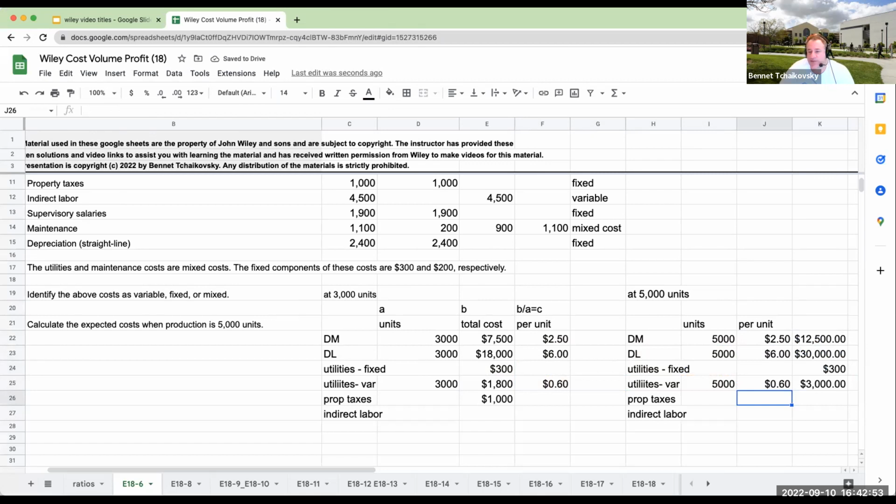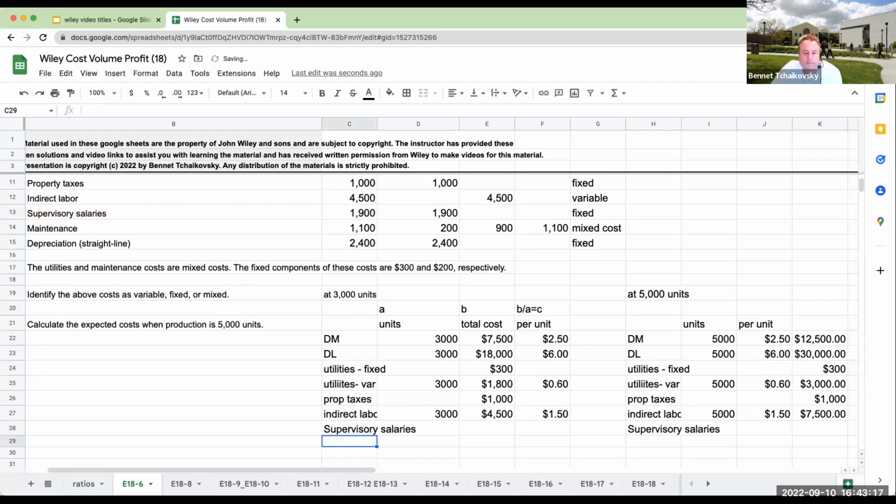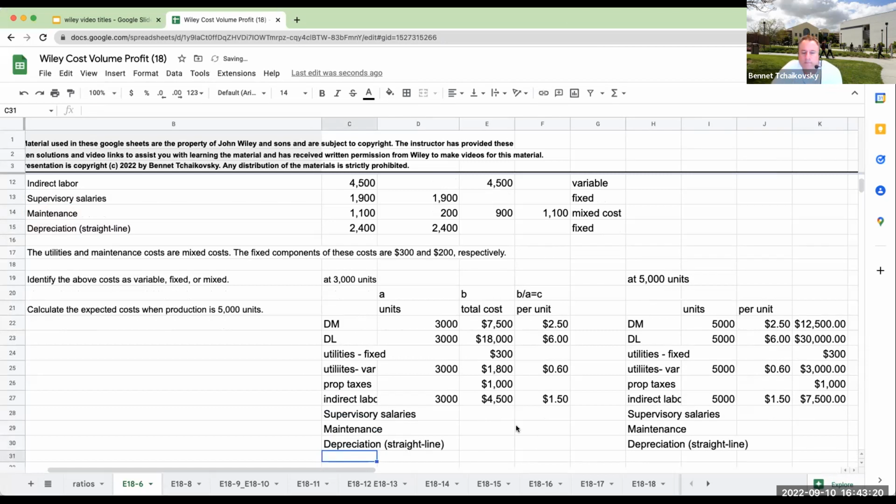My property taxes are also not going to be changing because that's going to be fixed. So over here at 3,000 units, my indirect labor was 4,500. So this is going to be at $1.50 per unit. So at 5,000 units at $1.50, this is going to give me 7,500. Okay, my supervisory salaries, we said that this is going to be a fixed cost, right? So right over here, my total cost is 1,900. So that's not going to change.